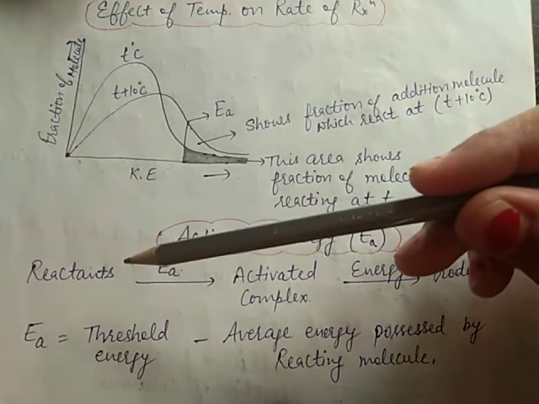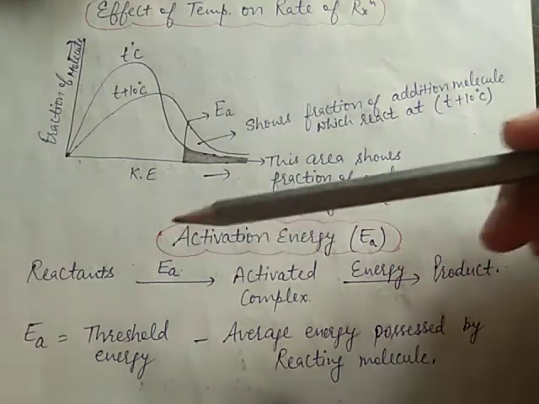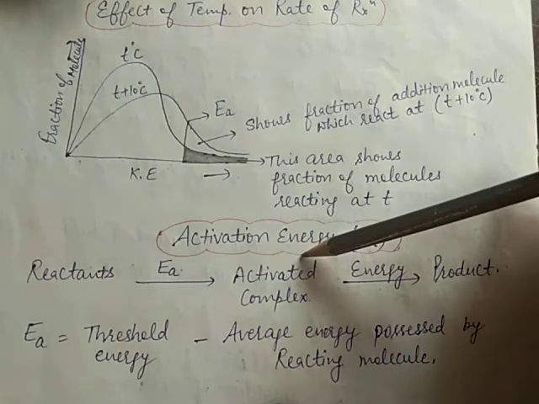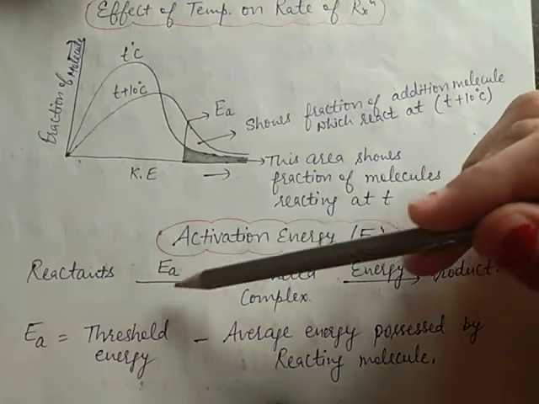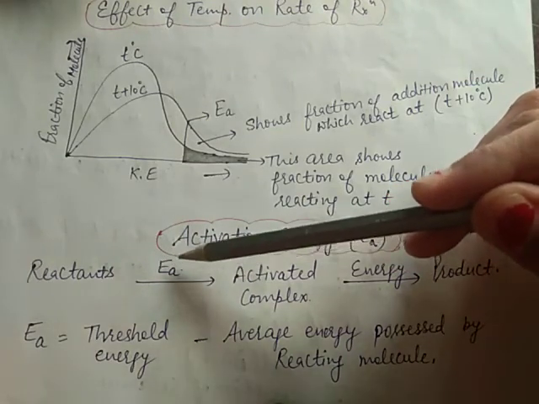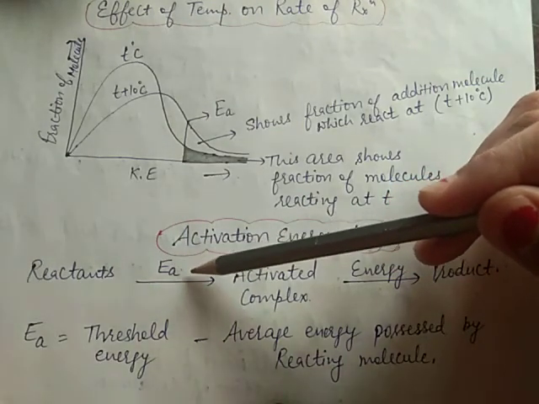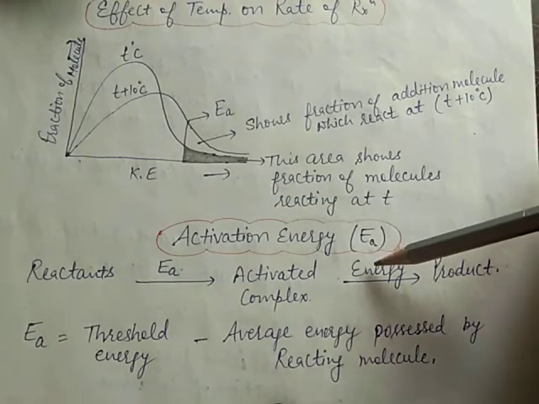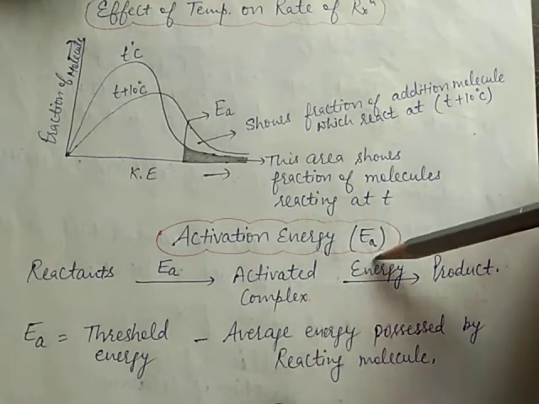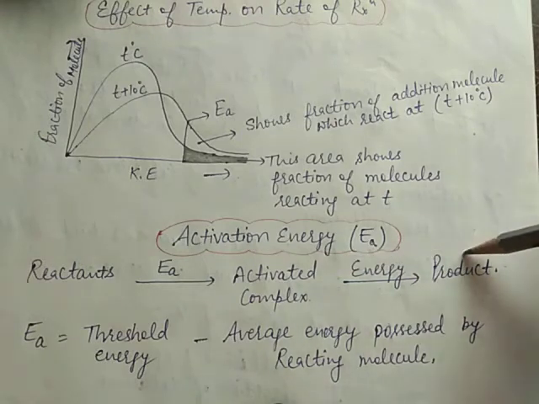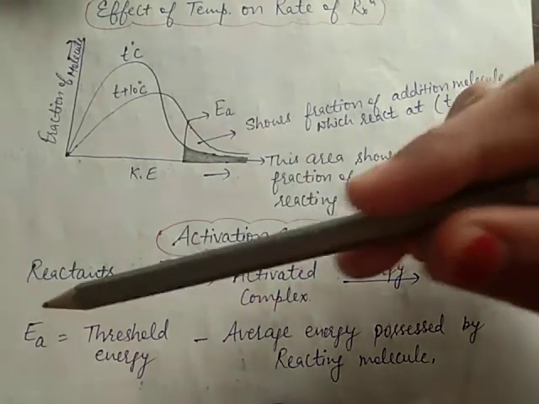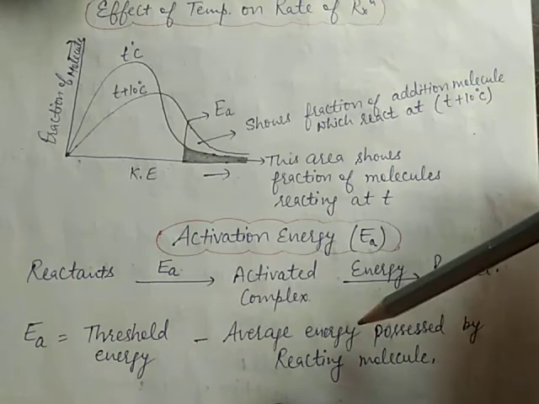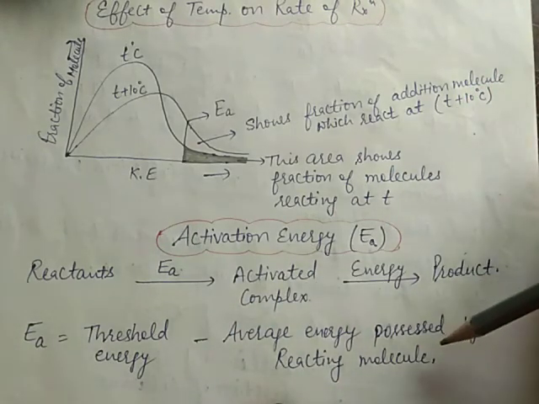Means when the reactant changes into activated complex, then a minimum energy is required. This is called as activation energy. And after the energy is absorbed, it changes into product. So we can see that Ea is equal to threshold energy minus average energy possessed by the reacting molecules.